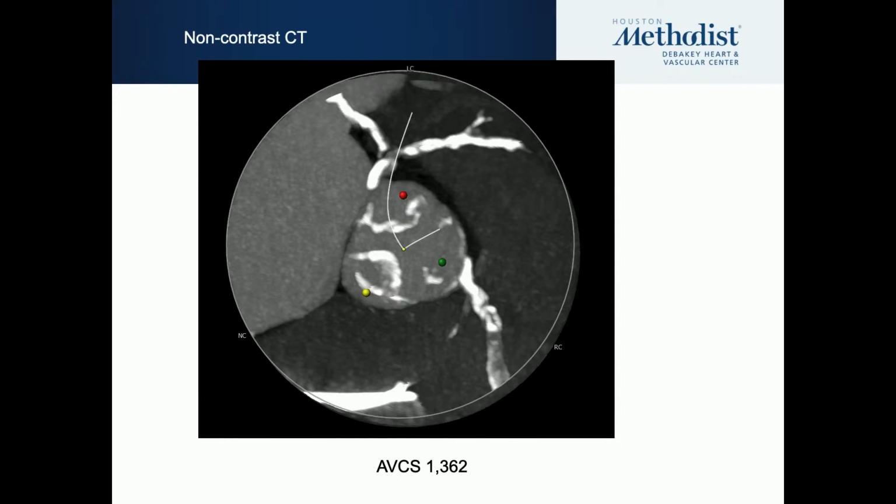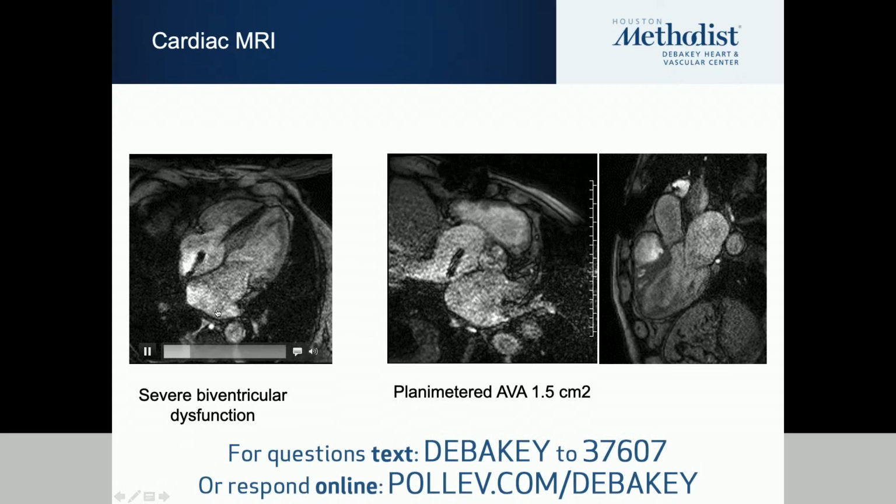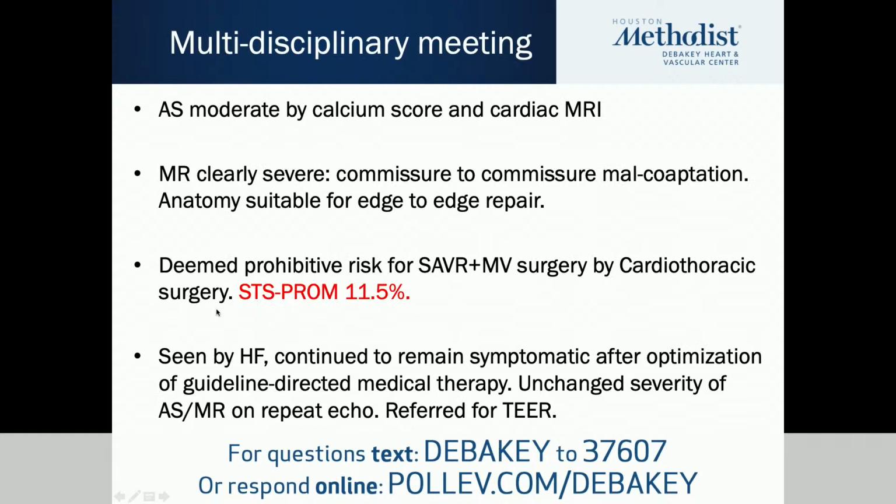So we obtained a calcium score on this patient, and the calcium score was 1360, which is suggestive of more moderate than severe aortic stenosis. We also obtained a secondary assessment by virtue of a cardiac MRI, and a planimeter valve area on the cardiac MRI was 1.5 square centimeters. So the AS overall here was moderate by calcium score and cardiac MRI, and the mitral regurgitation, of course, was clearly severe, and his anatomy was suitable for edge-to-edge repair.